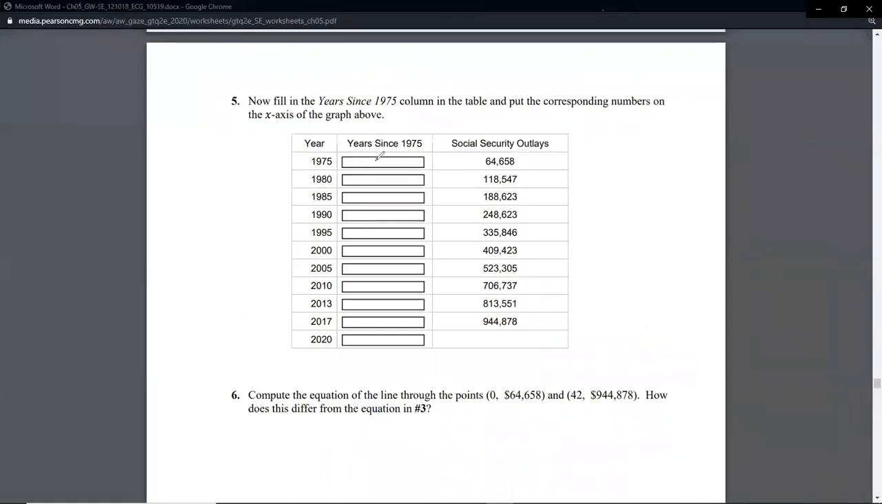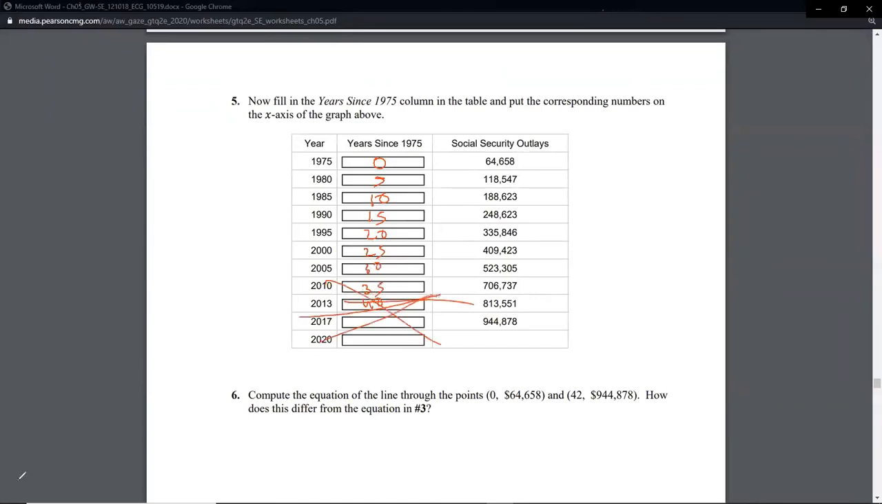In 1975, that's been 0 years since 1975. In 1980, that's been 5 years. 1985, it's been 10 years. 1990, it's been 15. 95, 20. 2000, 25. 2005 would be 30. 2010 would be 35. Then 2013 would be 40, right?